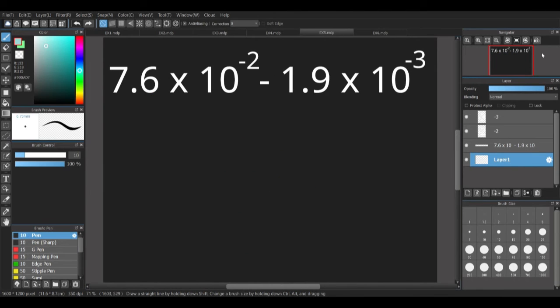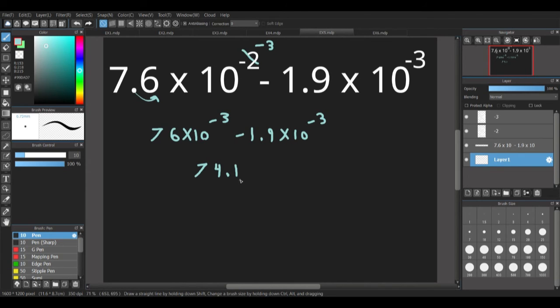For our next example, we are going to do 7.6 times 10 to the negative 2nd minus 1.9 times 10 to the negative 3rd. I'm going to choose to change the negative 2 and make it negative 3. That will decrease the exponent. Therefore, I'm going to move the decimal one place to the right to give us 76 times 10 to the negative 3rd minus 1.9 times 10 to the negative 3rd. Now that our exponents are the same, we can do the subtraction, which will give us 74.1.